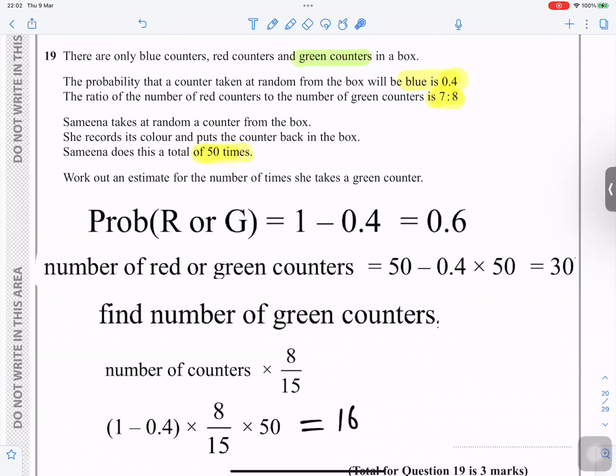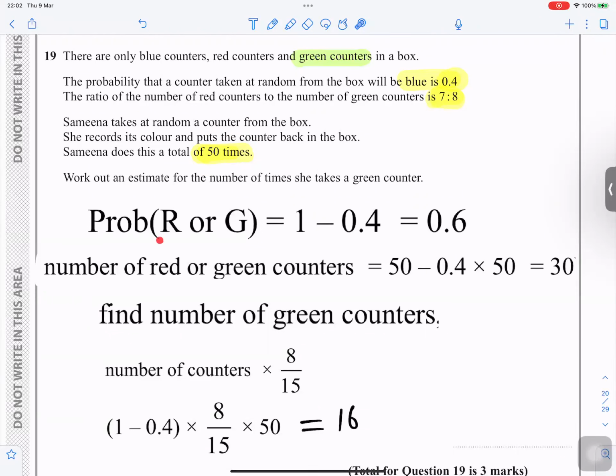Question number 19. There are only blue counters, red counters, and green counters in the box. The probability that a counter taken at random from the box will be blue is 0.4. The ratio of the number of red counters to the number of green counters is 7:8. Samina takes a random counter from the box. She records its color and puts the counter back in the box. Samina does this a total of 50 times. Work out an estimate for the number of times she takes a green counter.